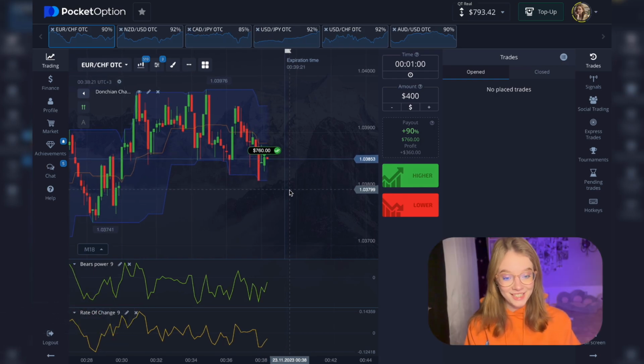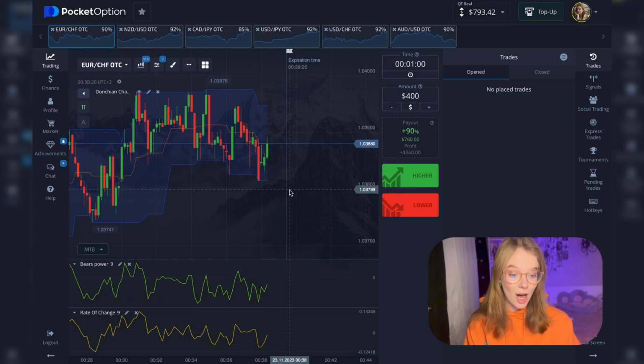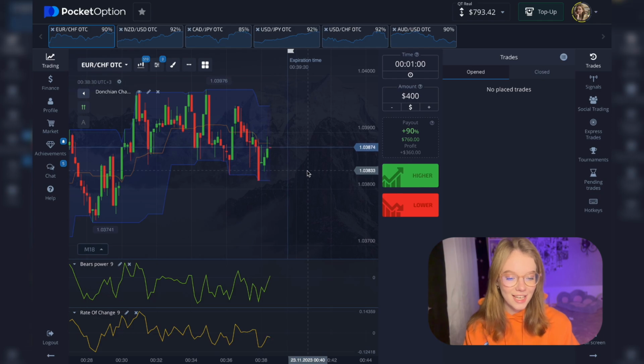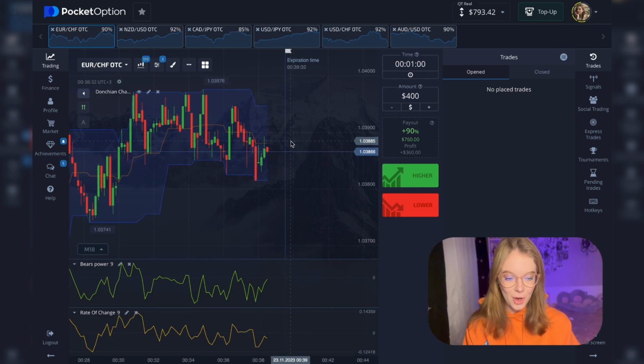Everything happened as I said before. The chart went down a little bit, and we were able to close the second successful trade and earn $360. Now I'm going to look for the next suitable pair to trade.